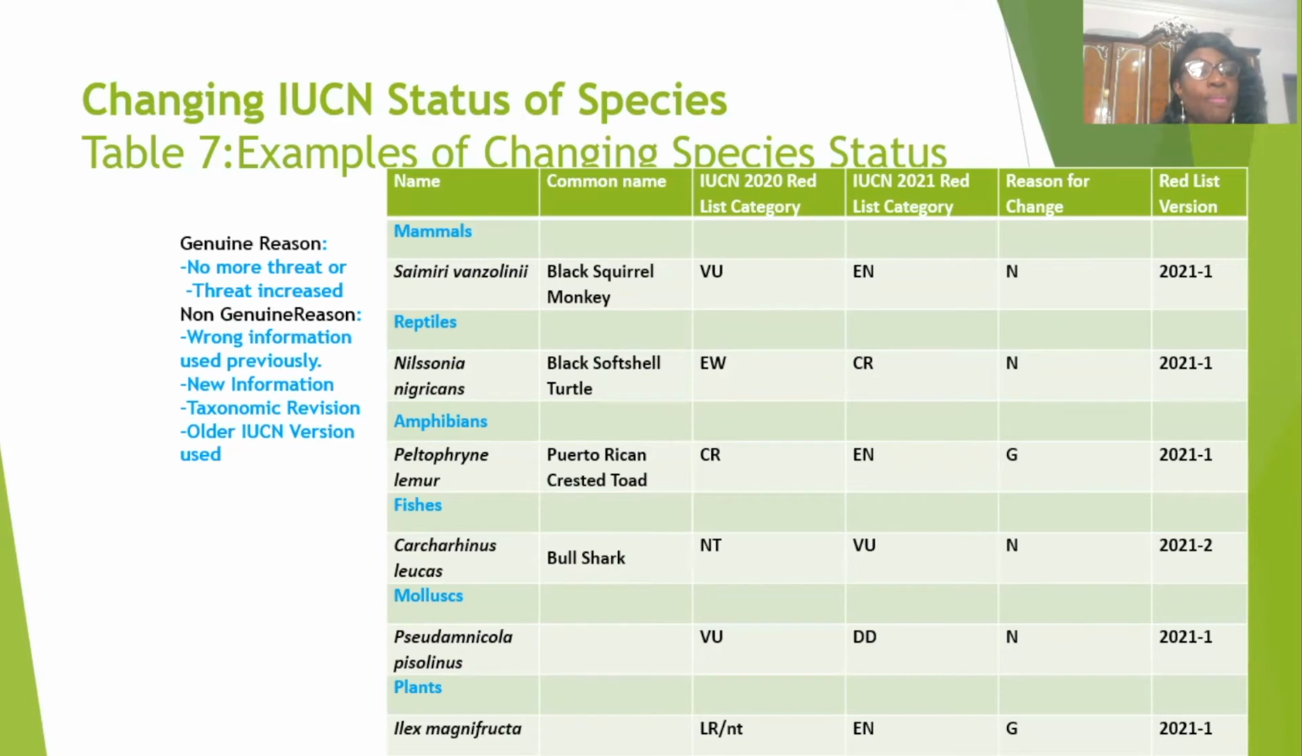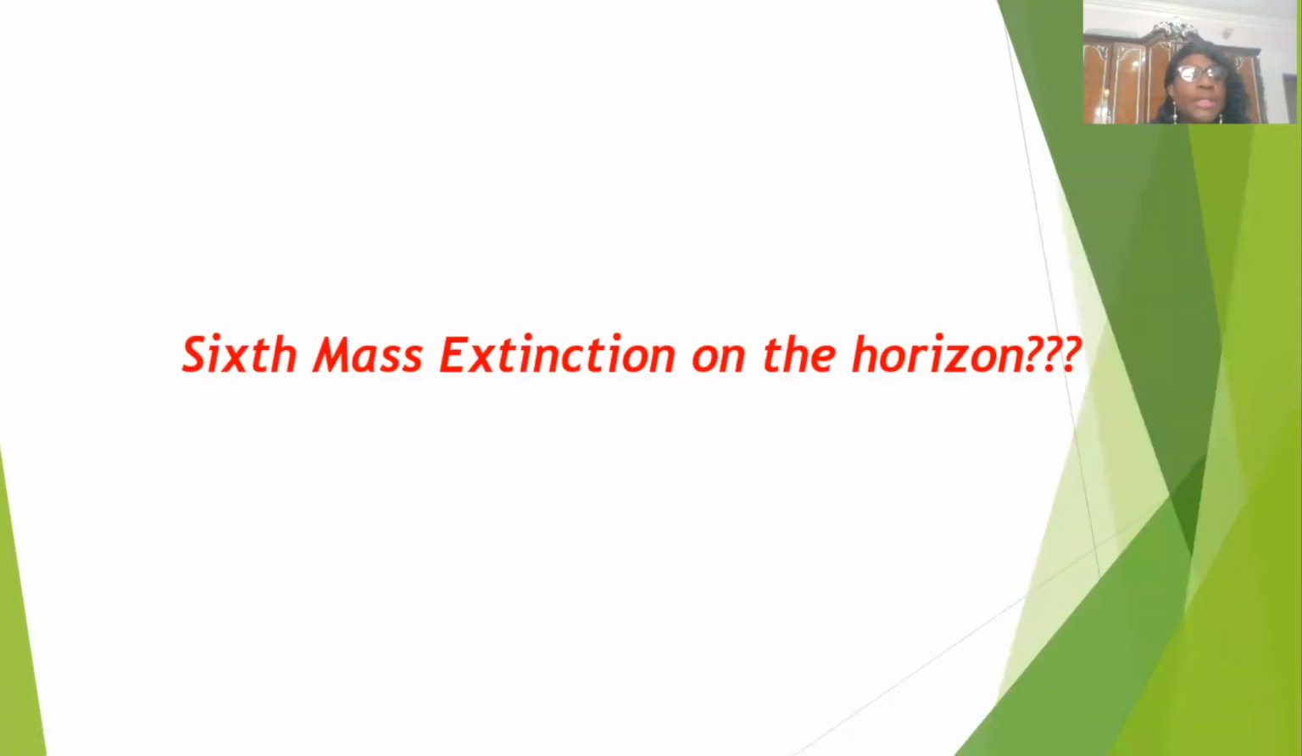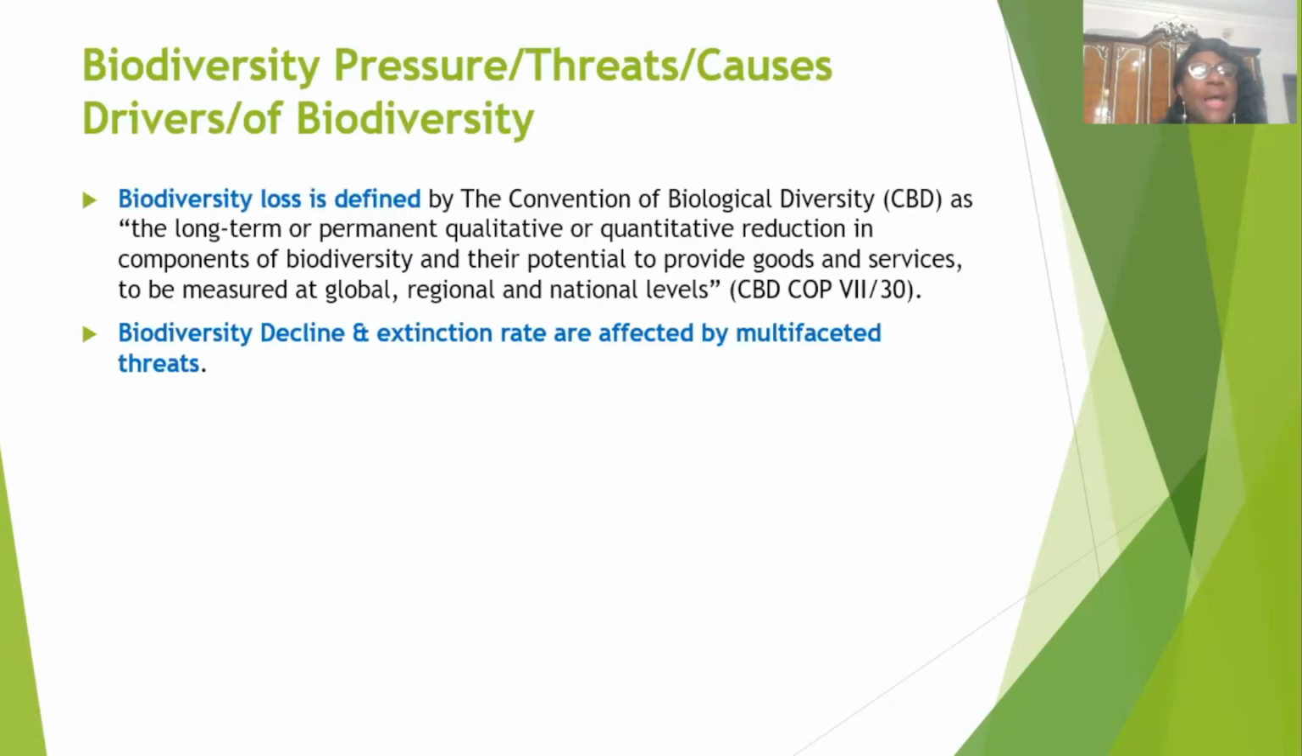The non-genuine reasons include wrong information previously used, or new information available, or the taxonomic revision of the species, in which case the species is no longer regarded as a single entity. It may have been broken down into subspecies and varieties. Another non-genuine reason is that an older IUCN version was used in the previous classification. The table shows some examples. A mammal, like the black squirrel monkey, has changed from vulnerable to endangered. And the Puerto Rican toad has changed from critically endangered to endangered. With all this happening, is the sixth mass extinction on the horizon? This is what everybody is asking.